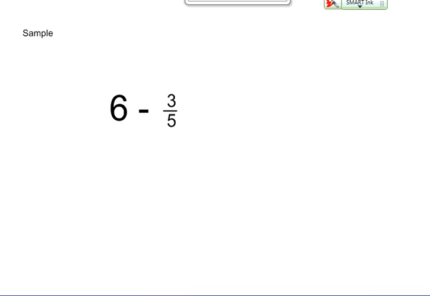So, that's our lesson for today. That's Flip Lesson 63. Subtracting a fraction from a whole number greater than 1.